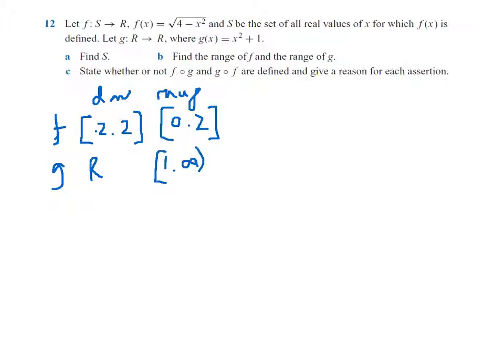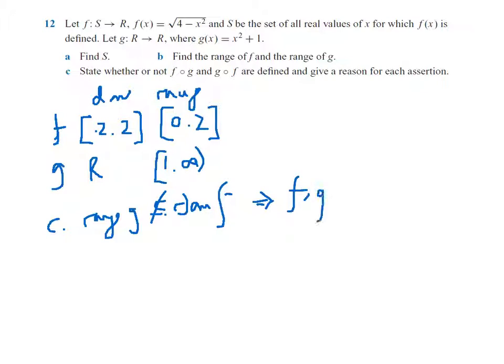Now, fog. If f of g exists, then we require the range of g to be inside the domain of f. Well, the range of g is not inside the domain of f. Therefore, f of g does not exist.